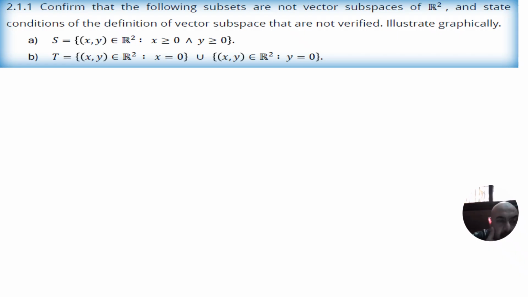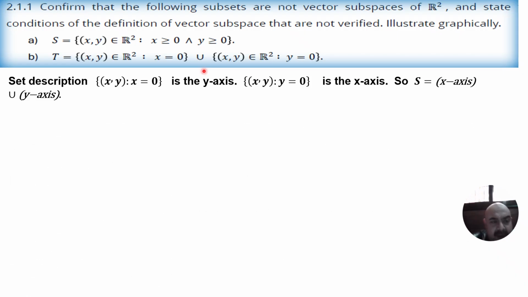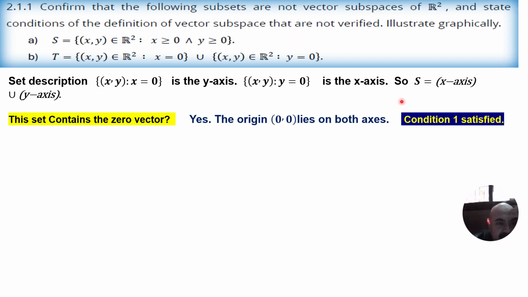Okay, for the second question, he wants you to check the set of all points that belongs to R2, but under the condition that x is equal to 0 or y is equal to 0. It's a union symbol. So I'm talking about the set of all points which belongs to the x-axis and the y-axis. So the set description: xy with y equal to 0 in the x-axis, and xy with x equal to 0 in the y-axis. So I'm talking about the x and y axes.